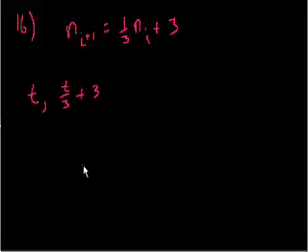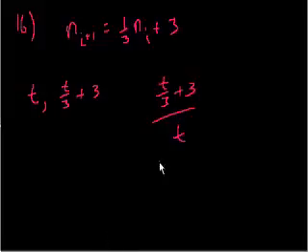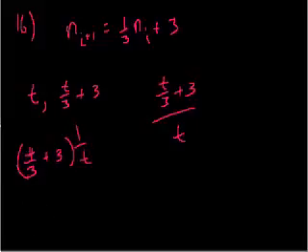And then we could keep going, but they just want to know what is the ratio of the second term to the first term. So what is the ratio of this to this? Well, the ratio is t over 3 plus 3 to t, right? And that's the same thing as t over 3 plus 3 times 1 over t.